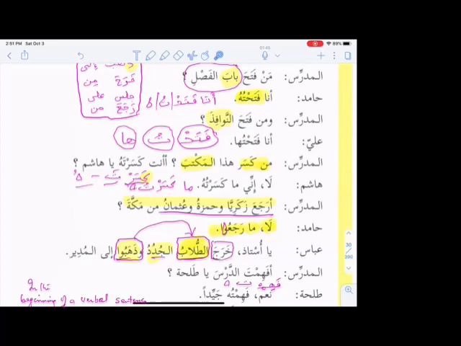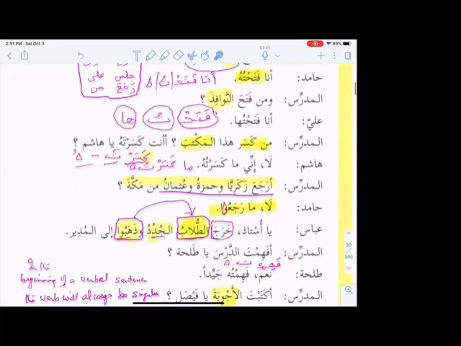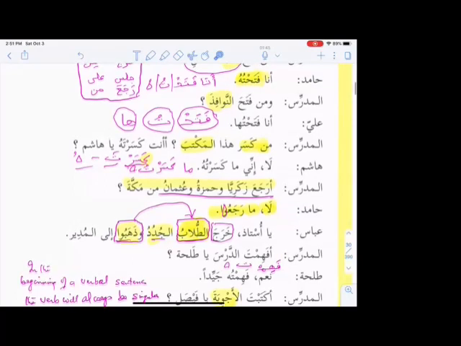When the answer came, La ma raja'u. Now here is hum raja'u. Huwa raja'a, huma raja'a, hum raja'u. So where is the fa'il? Because the fa'il always comes with the verb. Ma raja'u. Where is the fa'il? This waw is the fa'il.